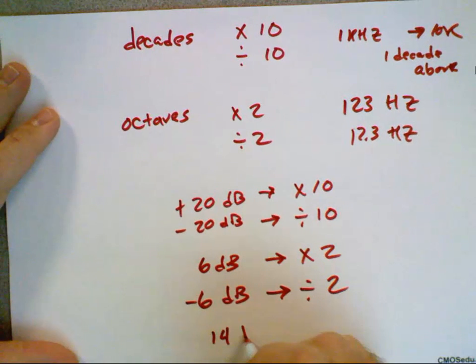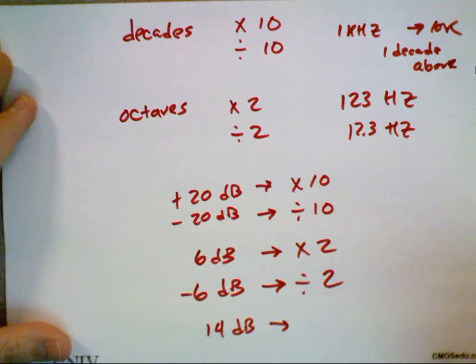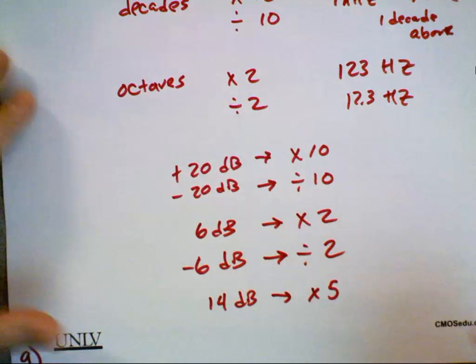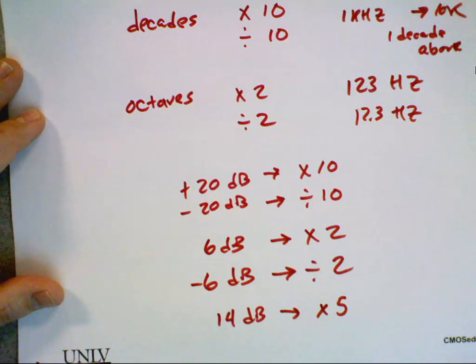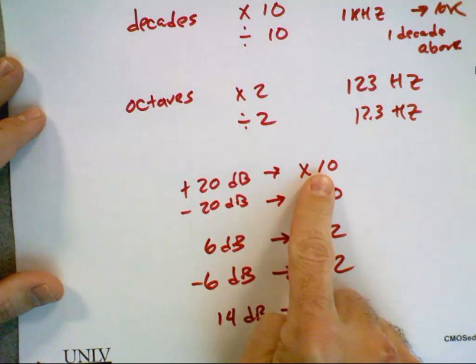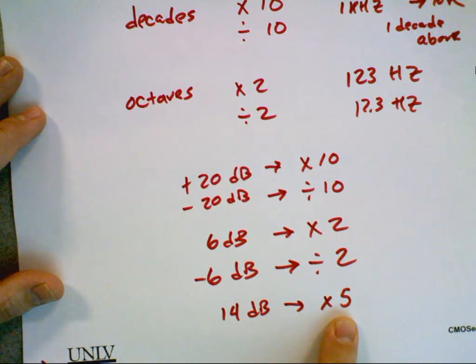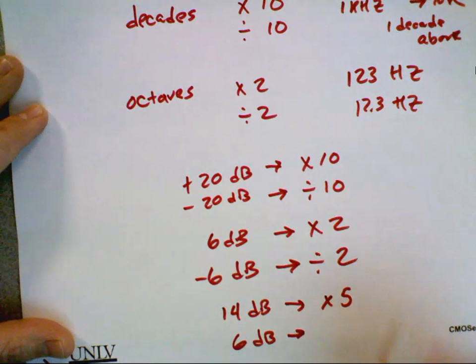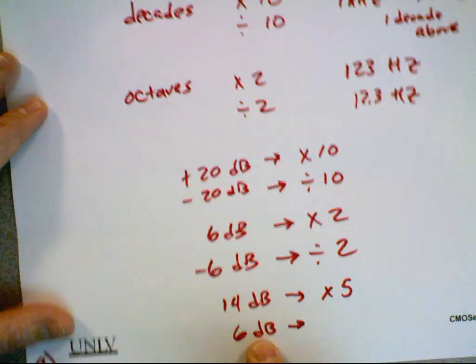This is how I remember all these. What's 14 dB? 5. So what's 34 dB? Multiply by 10, multiply by 5, 50. What's 6 dB? And of course, minus 14 dB is what? Divide by 5.